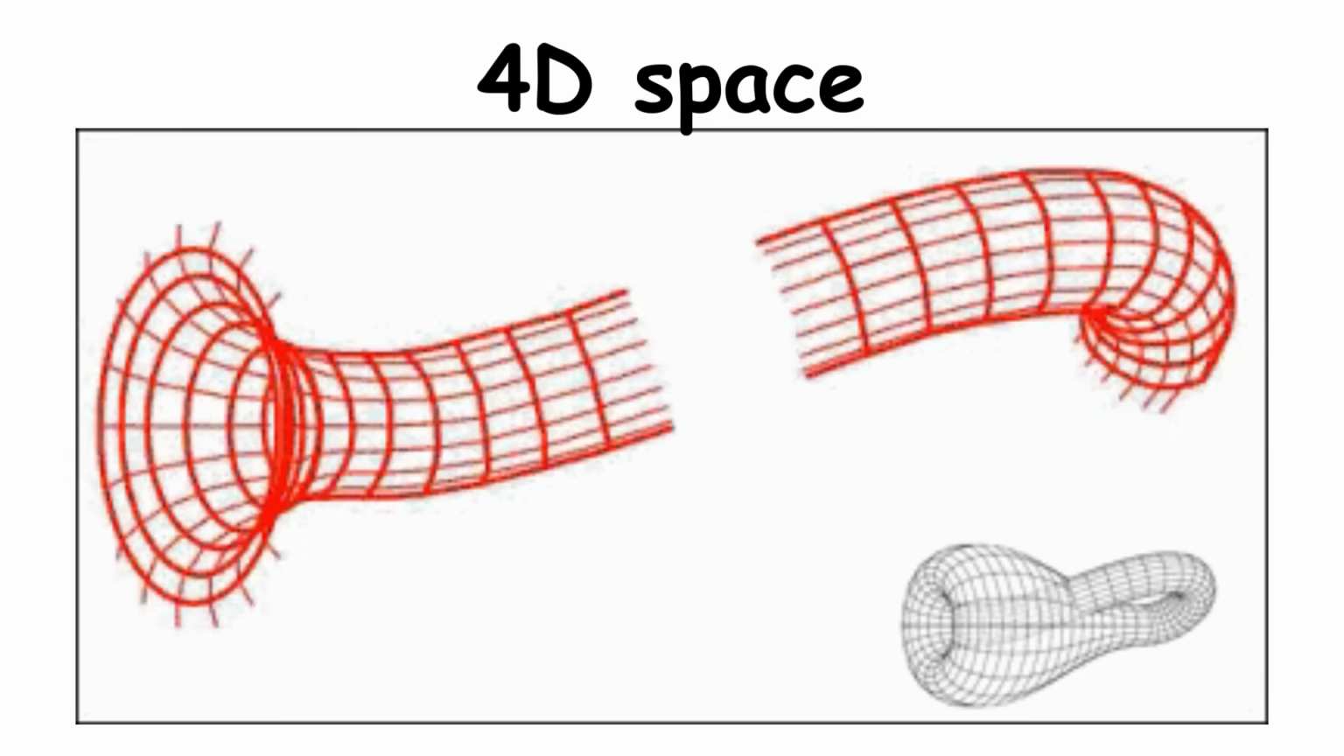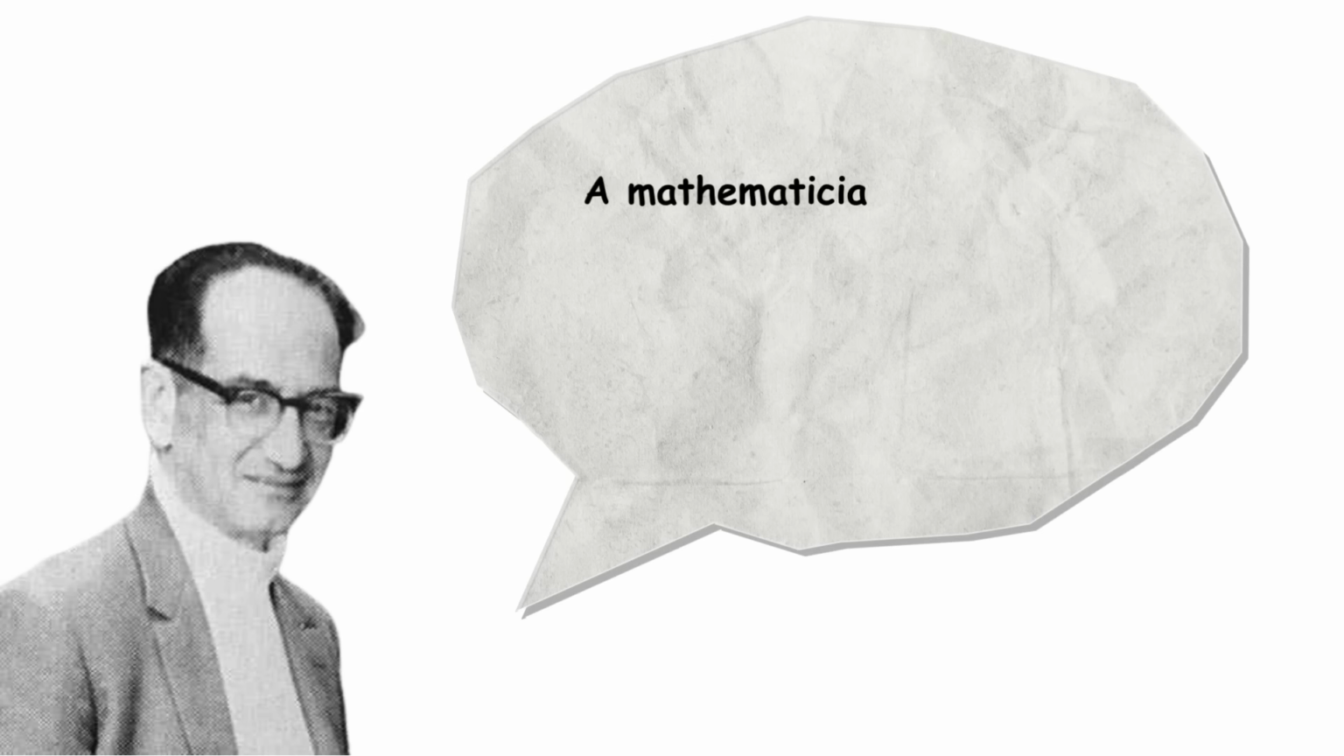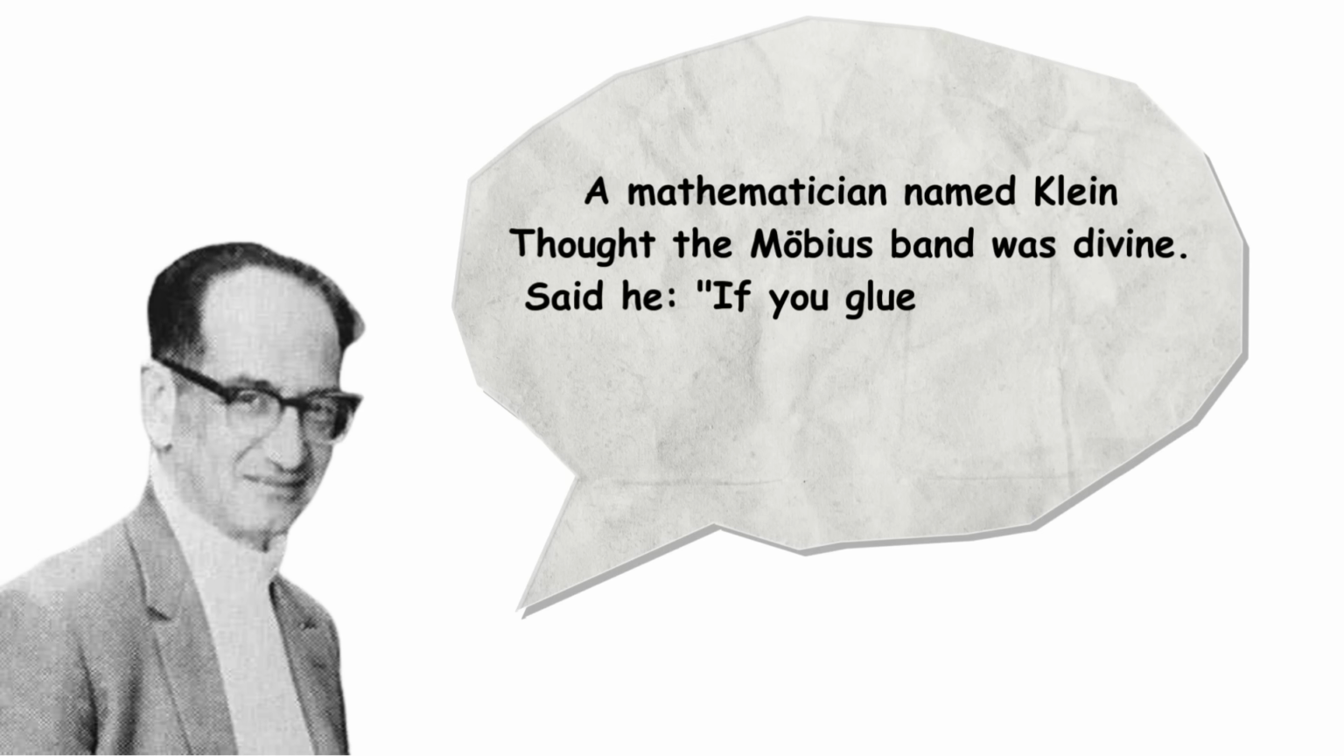Or, in the words of Austrian-Canadian mathematician Leo Moser, a mathematician named Klein thought the Möbius band was divine. Said he, if you glue the edges of two, you'll get a weird bottle like mine.